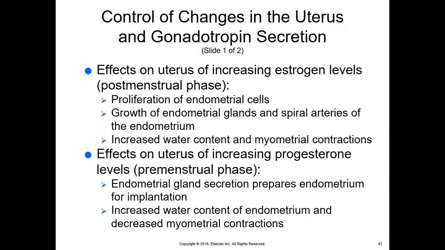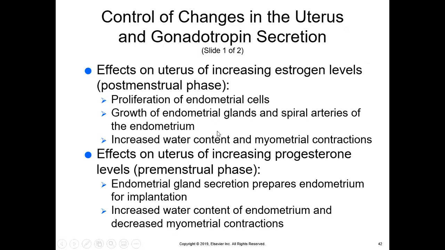So let's look at the control of changes in the uterus and gonadotropin secretion. So effects on uterus after increasing estrogen levels. So this is the post-menstrual phase. You have proliferation of endometrial cells, growth of endometrial glands and spiral arteries of endometrium, increased water content, and myometrial contractions. So this is the post-menstrual phase. So that's after the menses.